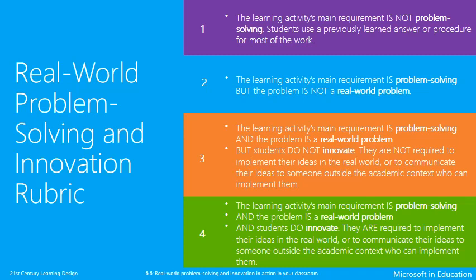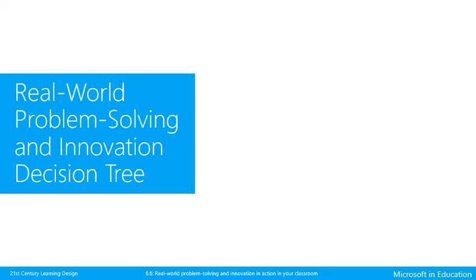For example, to achieve a code 2, the learning activity's main requirement is problem solving, but the problem is not a real-world problem. Keeping the real-world problem solving and innovation rubric and decision tree in mind, select a learning activity that your students will engage with in the near future.